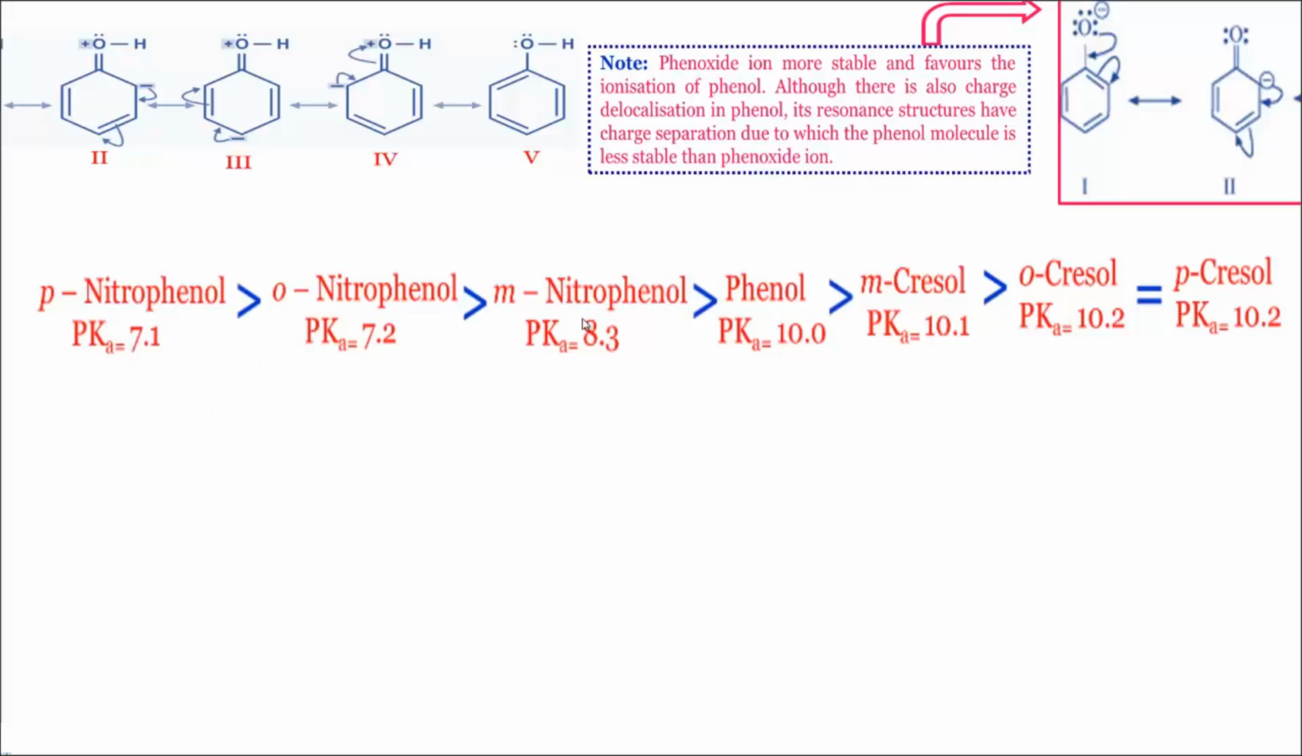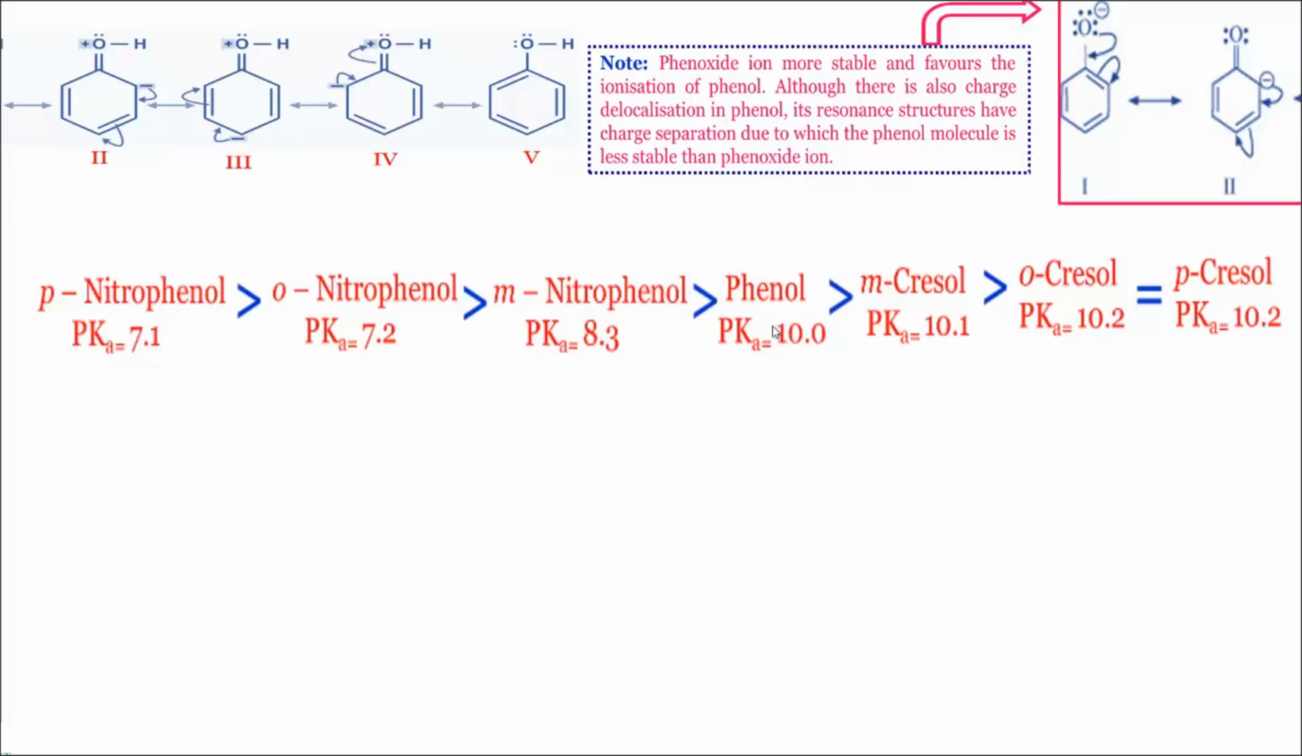All of the nitrophenols have the molecular formula C6H4OH and NO2. NO2 in this case is in the para position, 4th carbon atom. In this case it is in the ortho position, 2nd carbon atom, and in this case it is in the meta position, 3rd carbon atom.